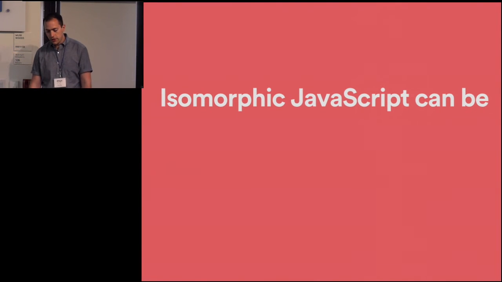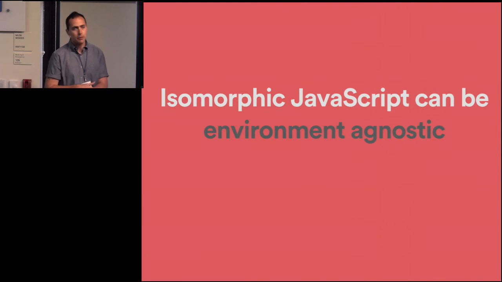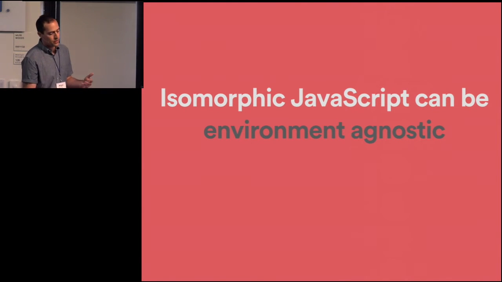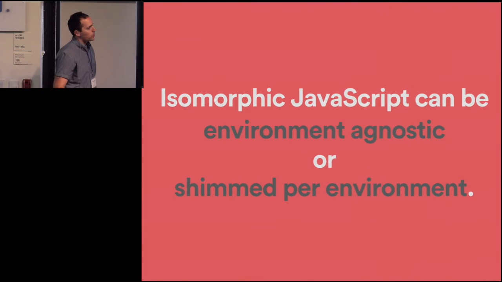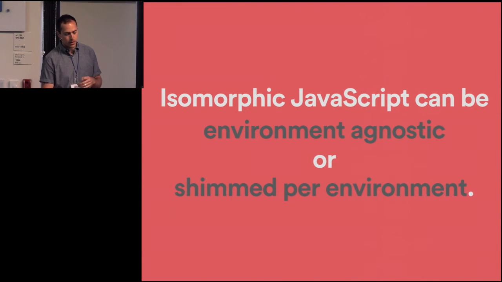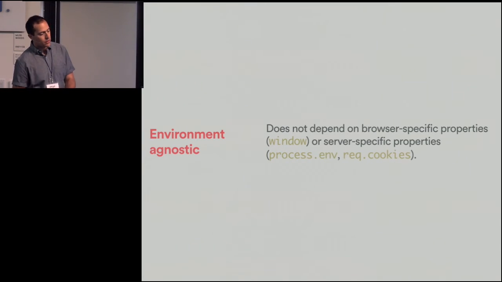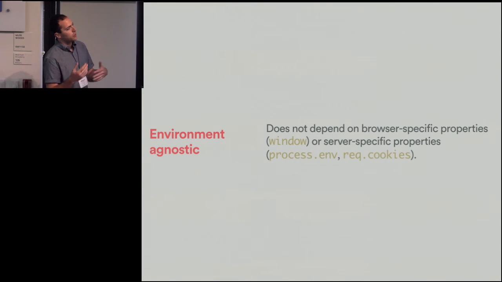So I see another two categories of isomorphic code. One is environment agnostic, or it can be shimmed per environment. Let me explain. Environment agnostic code doesn't depend on any browser-specific properties, like the window, or any server-specific properties, like the process object or request.cookies or anything like that.